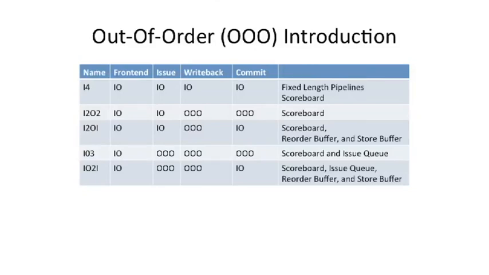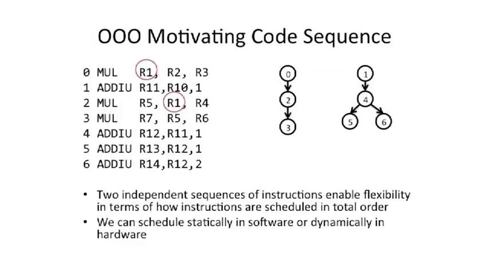Here's a simple code sequence. Let's take a look at some of the read after write dependencies for this code sequence. Here we have a write to register 1 and a read of register 1. So that is a dependency there. So instruction 0 has instruction 2 as a dependence. So we'll draw a nice arc there.